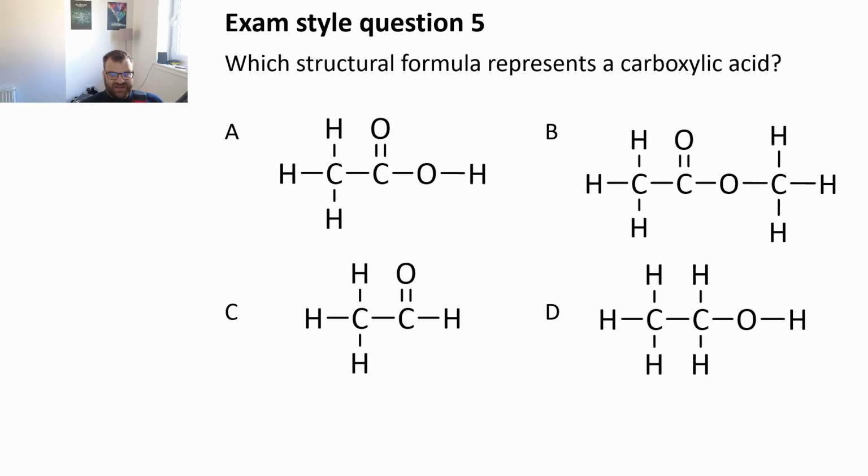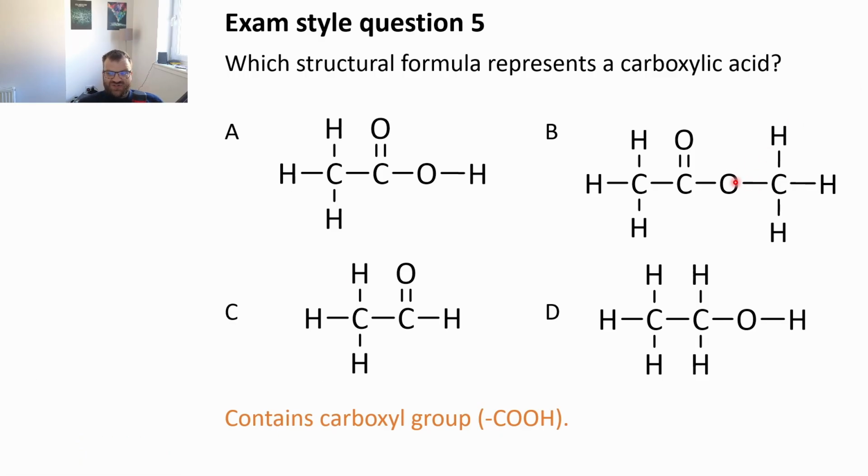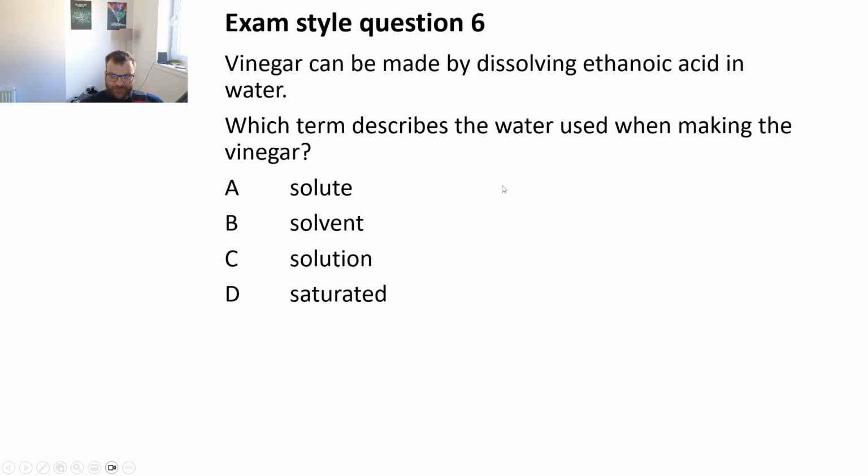Here we're asked to find the carboxylic acid. We are looking for C double bond OOH. A has it. B doesn't. B nearly does. B has C double bond OO, but we're missing an H off of this side. Not got the OH part, and then D is just an alcohol. So the correct answer here would be A for this one. So C double bond OOH is what we're looking for.